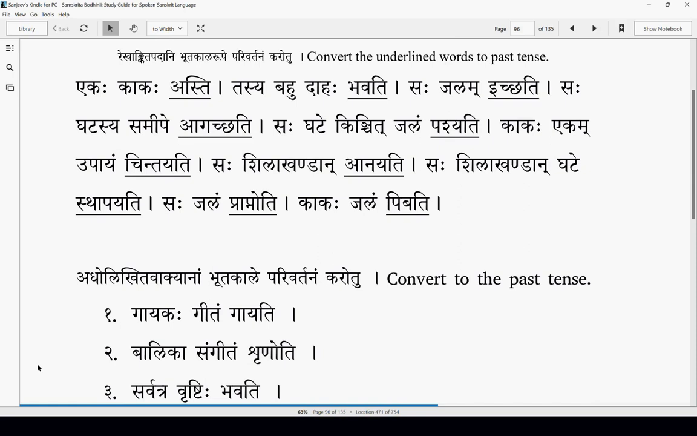रेखाङ्कितपदानि भूतकालरूपे परिवर्तनं करोतु. What exactly are we trying to say with भूतकालरूपे? भूतकृदन्तरूपे परिवर्तनं करोतु. Okay, you want to try? Can I read and then convert? एकः काकः अस्ति. So this asti will become bhutakala asit, right? Ekah kakah asit.